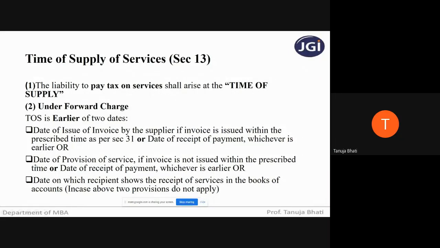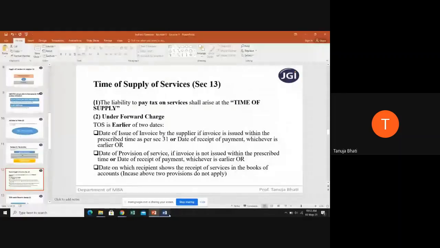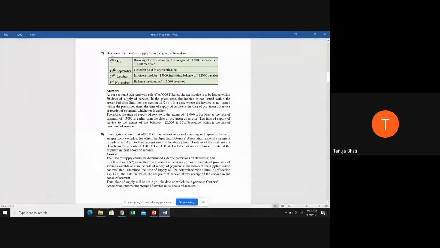Now students, have you all understood? Have you all understood problem number 7? Yes, ma'am. Everyone? Yes, students? Yes, ma'am. Okay.